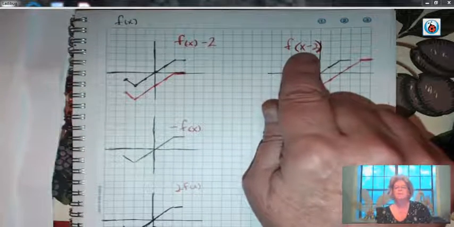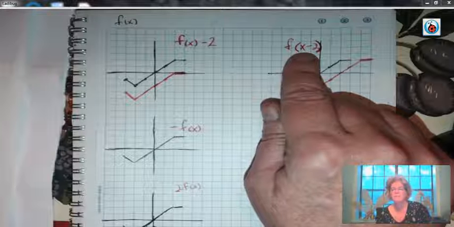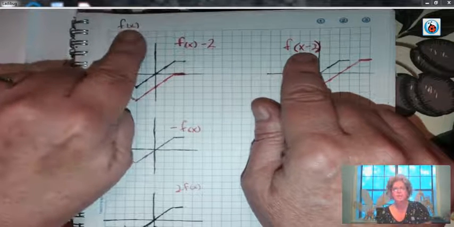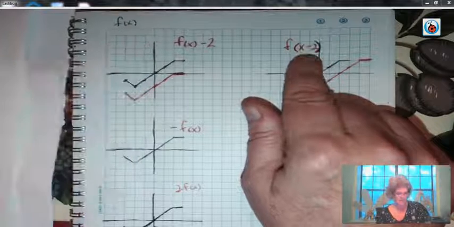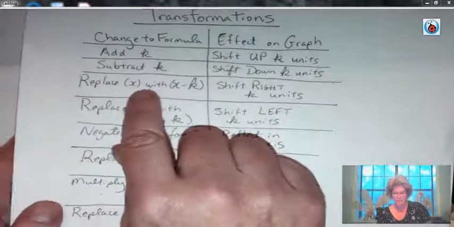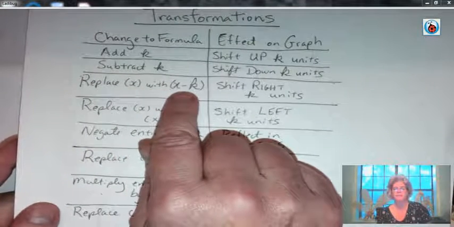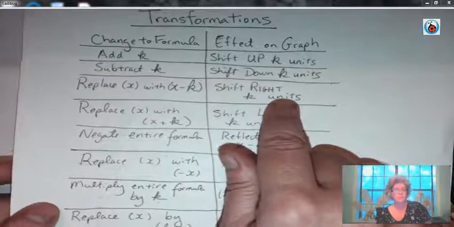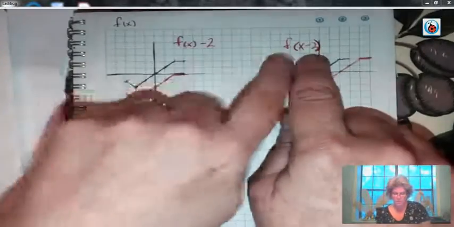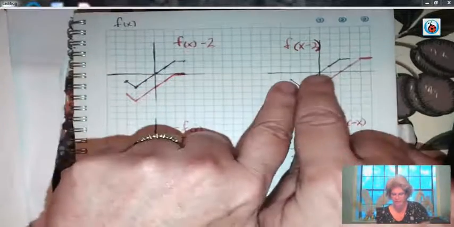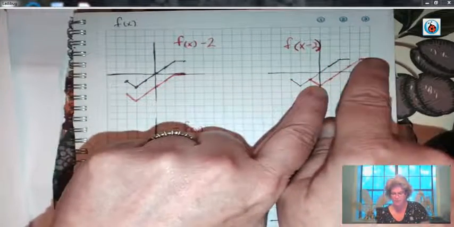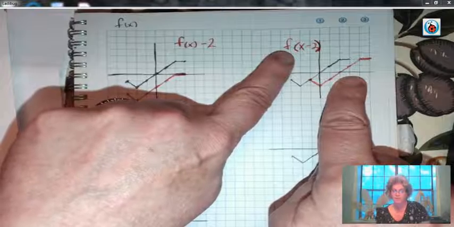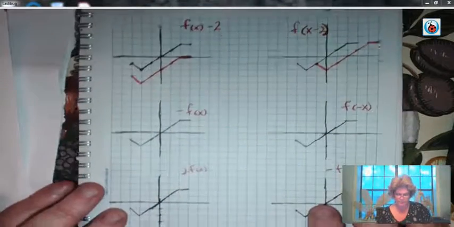What about this? I am not subtracting 2 from the formula. What's been done to get from here to here? The x in parentheses has been replaced with x minus 2. And if that's the case, you shift right 2 units. So you will take the original black f of x and shift it right 2 units. And that gets us to the graph of f evaluated at x minus 2.